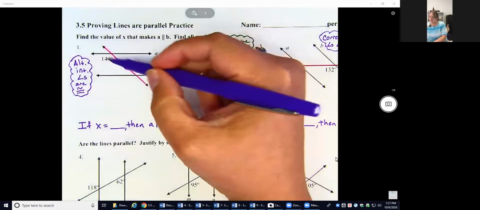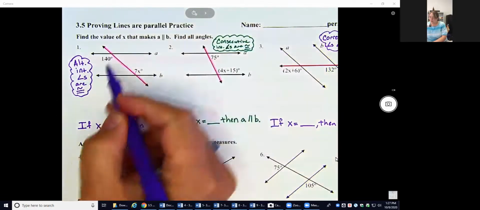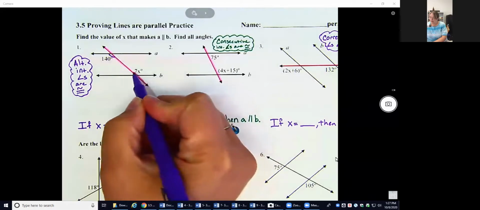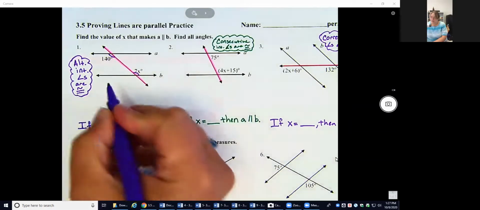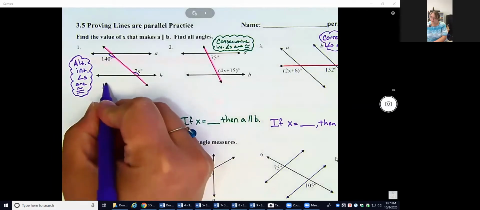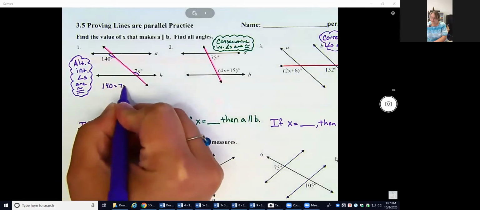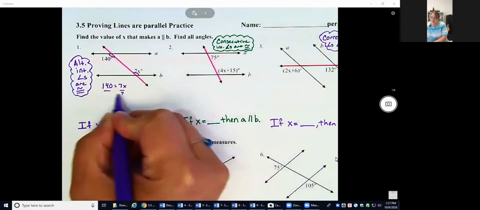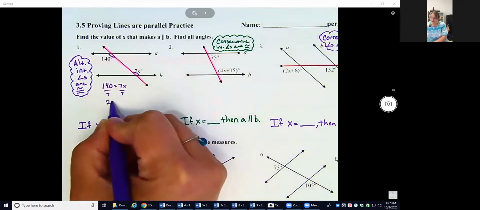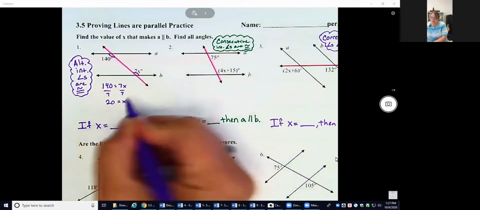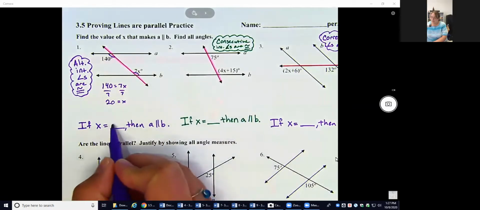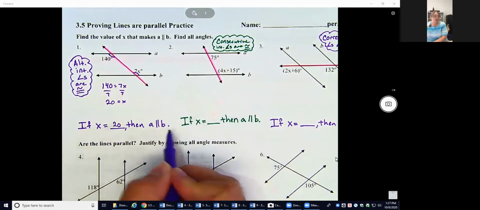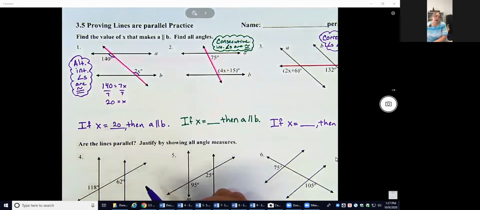So to make a and b parallel here, we would have to look at alternate interior angles, and those alternate interior angles would have to be congruent. So the problem that we would set up is 140 equals 7x, and then do some algebra and solve for x. Okay, and then you'd want to complete this sentence. If x equals 20, then a is parallel to b. Now, if x is anything other than 20, then that angle relationship is not true.